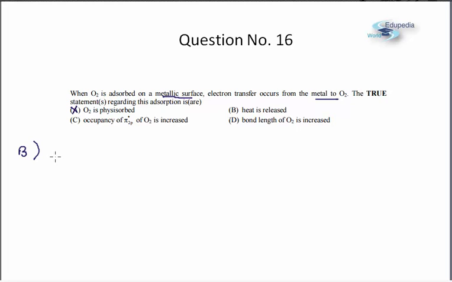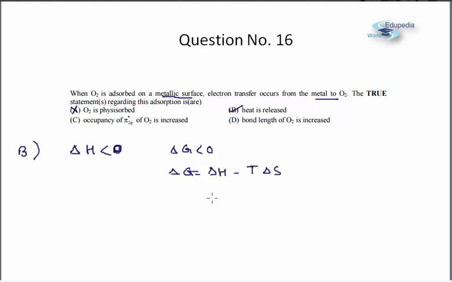Option B says that heat is released. Of course, all types of adsorption are exothermic in nature, that is delta H is less than 0, and therefore heat will be released. It has to be exothermic because adsorption is a spontaneous process. For a spontaneous process, delta G has to be negative, and delta G, as we all know, is equal to delta H minus T delta S.